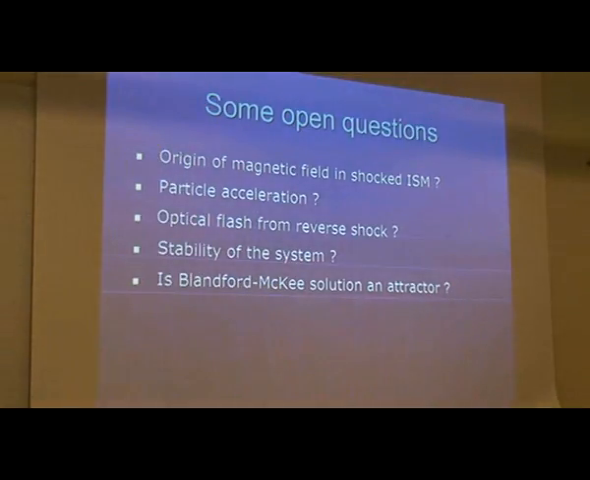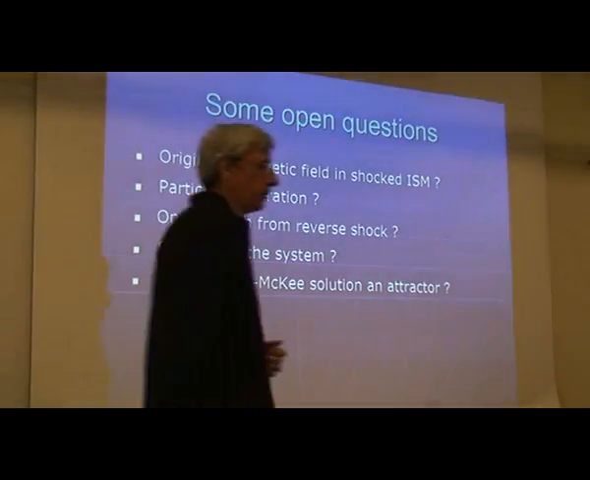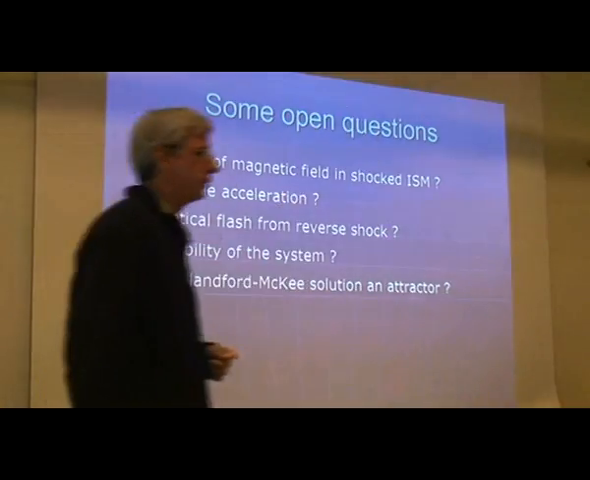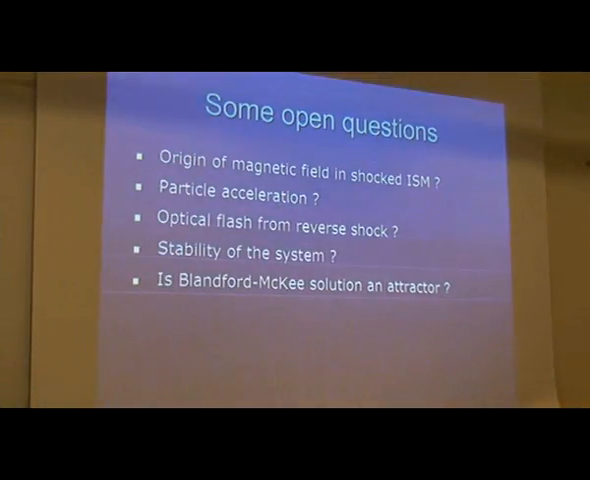And then there is this business with the optical flash. If I try to summarize it, we actually expected to see optical flashes, and for some reason we don't see enough. Actually, we don't see them. So this is another question: what's going on at the early stage, where the reverse shock propagates in the ejecta?